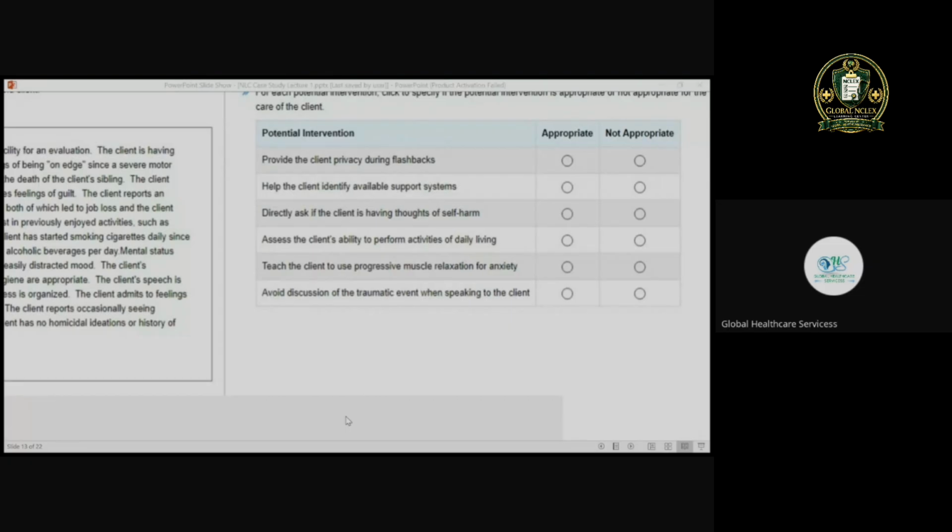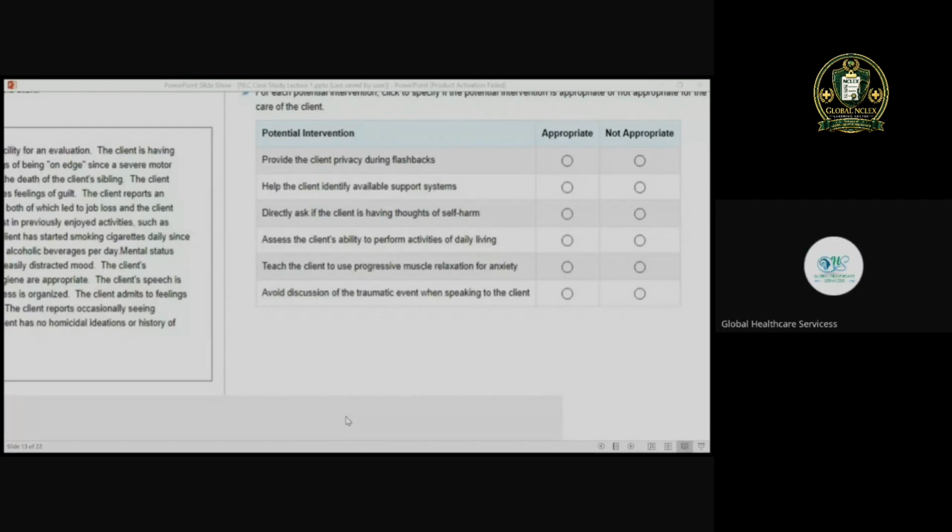Now, help the client identify available support systems. Is this appropriate or not appropriate? Appropriate, ma'am. Very good. Next is directly ask if the client is having thoughts of self harm. This is important: you have to ask your patient whether he or she is feeling like doing self harm.